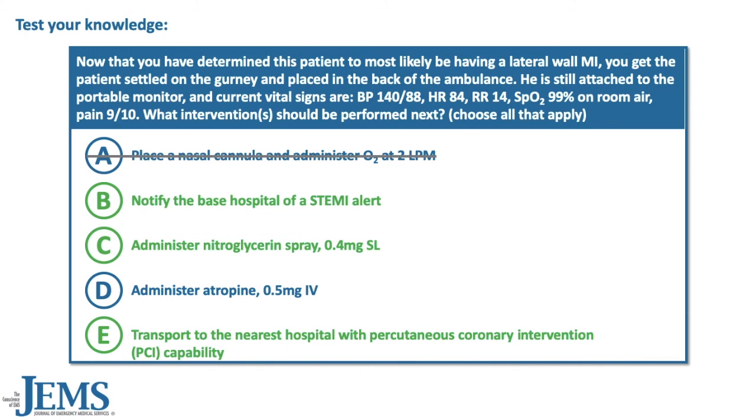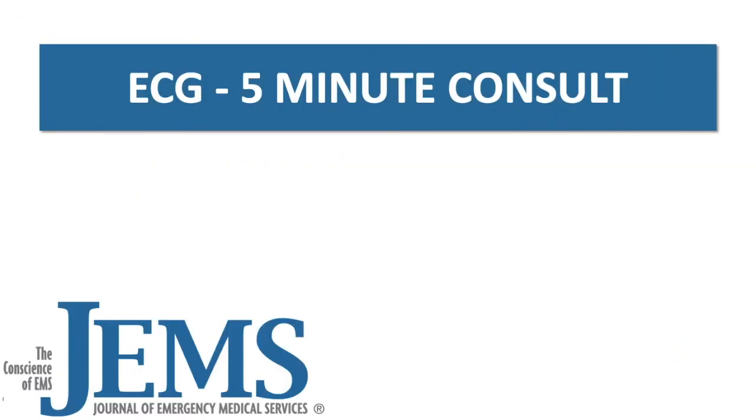C is also correct because the patient is still complaining of severe chest pain and he is still hemodynamically stable. D is incorrect as that would be the treatment for symptomatic bradycardia, which is not the problem with this patient. E is correct as you would want to transport this patient specifically to the nearest hospital with percutaneous coronary intervention, PCI, aka a cath lab, even if it means bypassing a closer hospital that does not have the capability of receiving STEMIs.